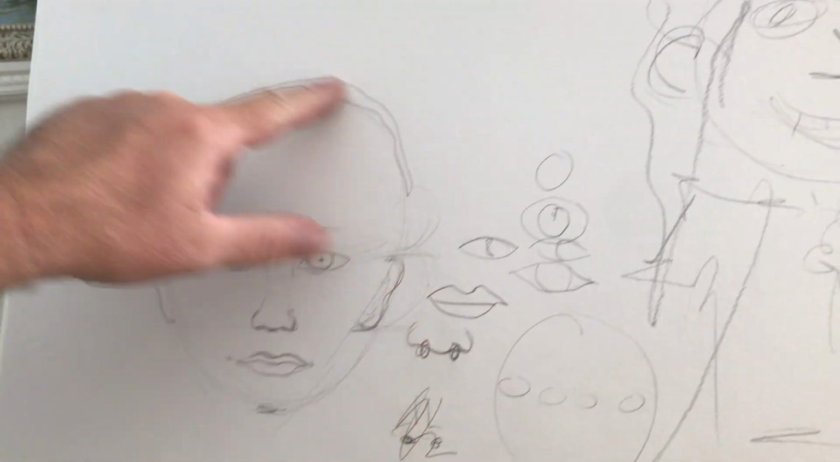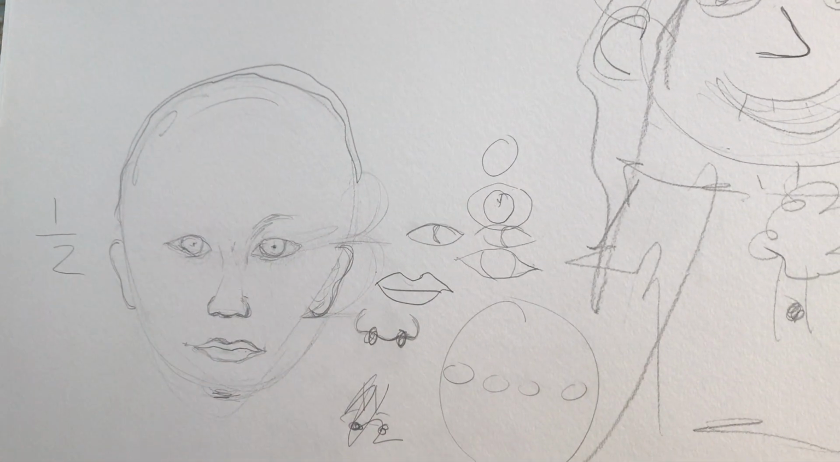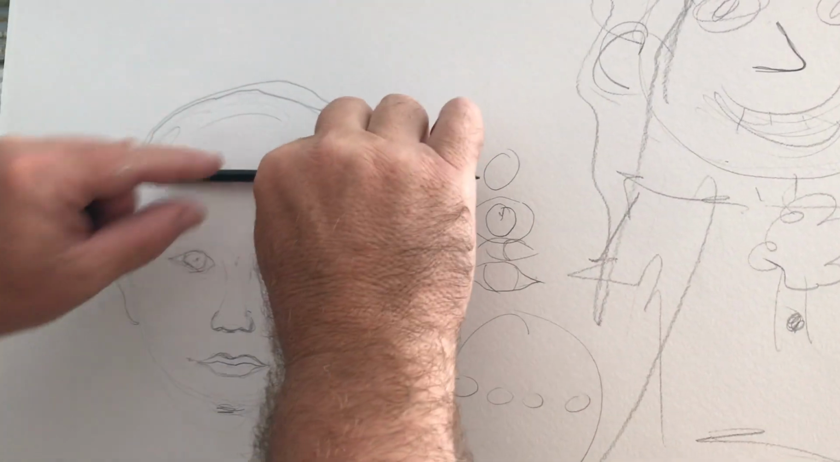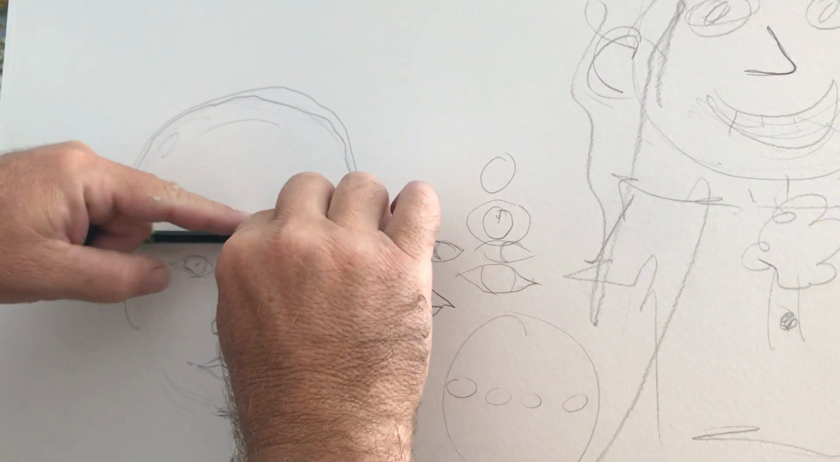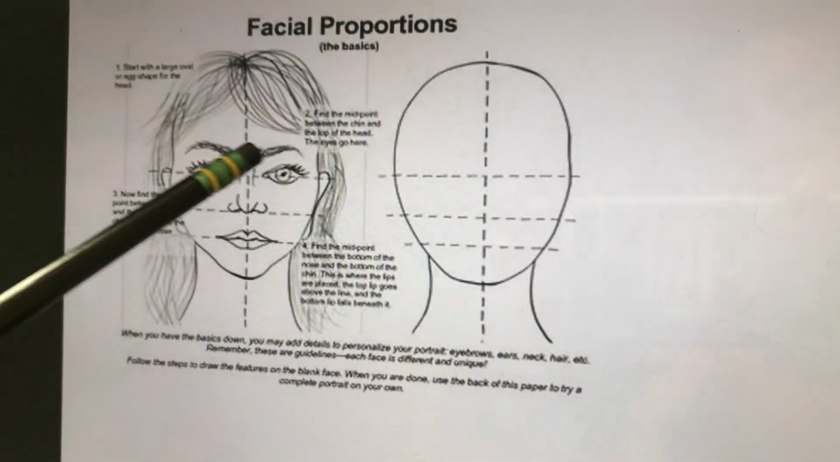Our hair doesn't really look like that. What you want to do is look at the line between where your hair and your forehead are, where your face and your hair meet. You see that line? That's where you want to start.